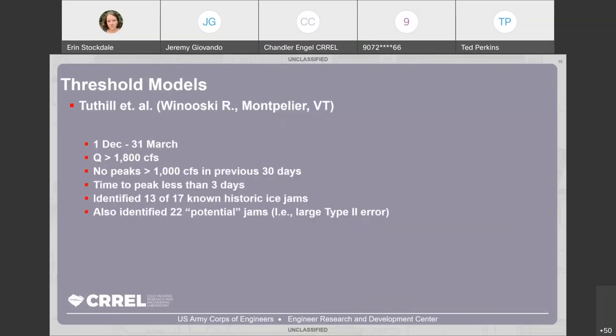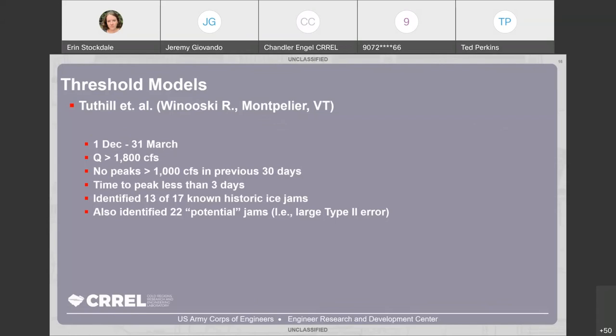Similarly, Tuttle and others developed a threshold model for the Winooski River in Vermont. That's a little bit more complicated, using criteria, certain flow rates not being exceeded. It's basically stating that there's a window of opportunity that's kind of obvious between December and March.